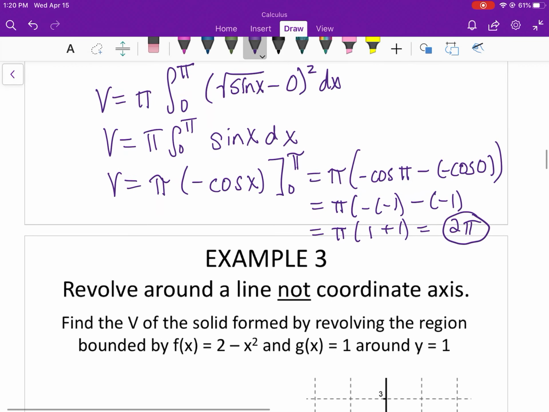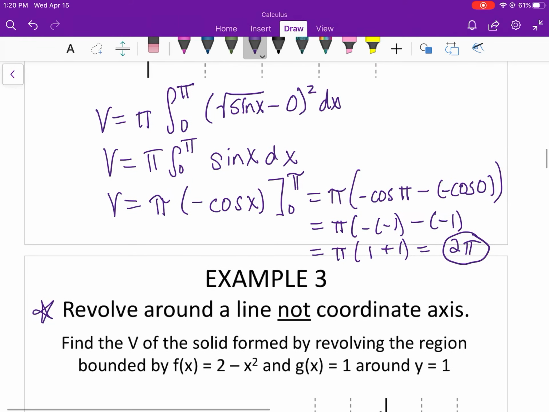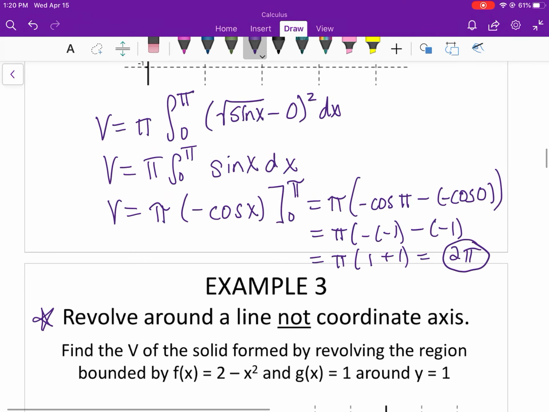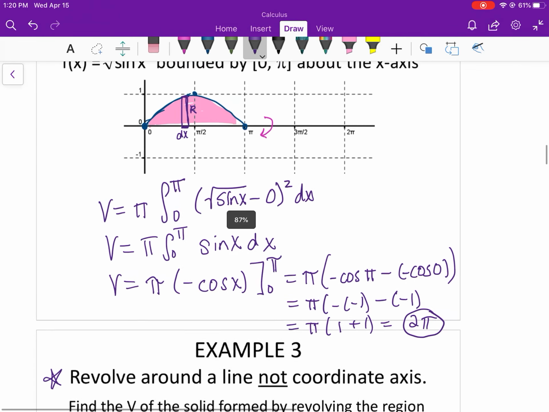Coming up in the next set of notes, we're going to revolve around a line that's not the x or the y-axis. And that's where that rectangle is going to be super handy, so keep that in mind.